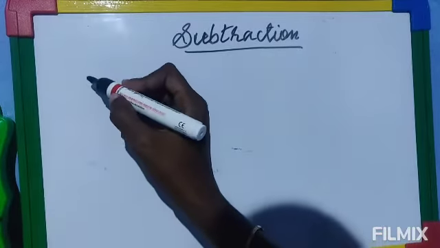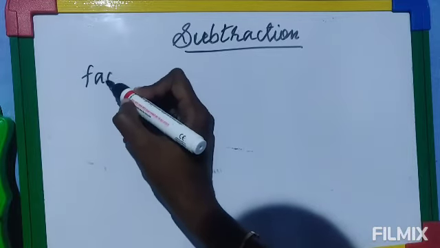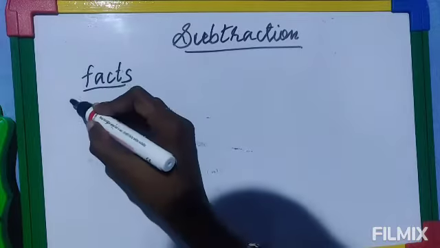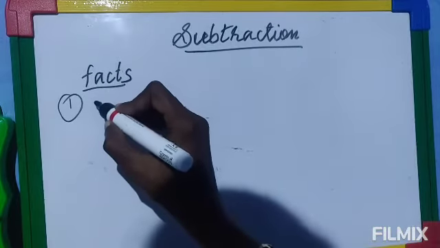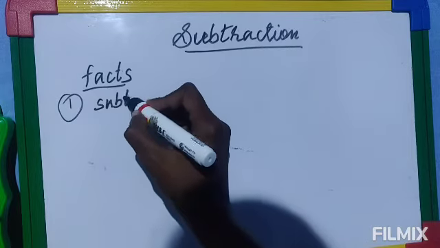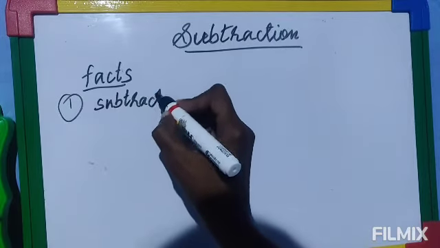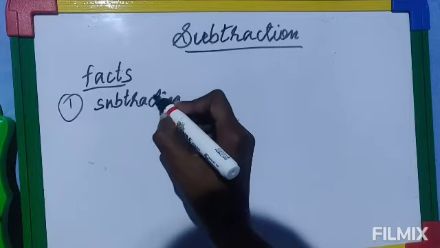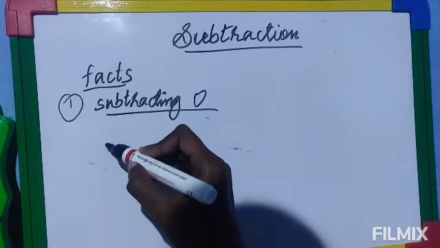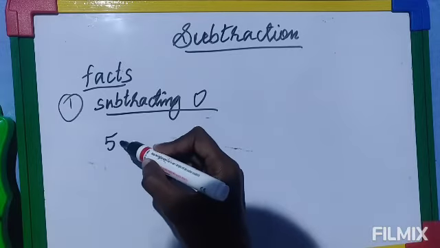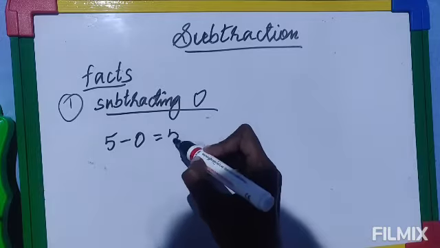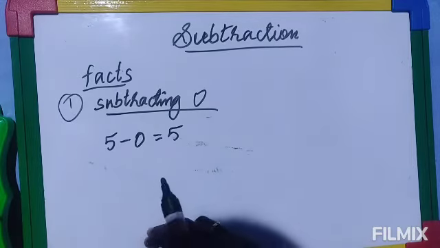Now let's learn about the facts about subtraction. So the first fact is subtracting 0 from a number. Subtracting 0 from any number. Suppose there is a number 5. From 5, if you minus 0, you will get 5. You will get the same number as the answer.